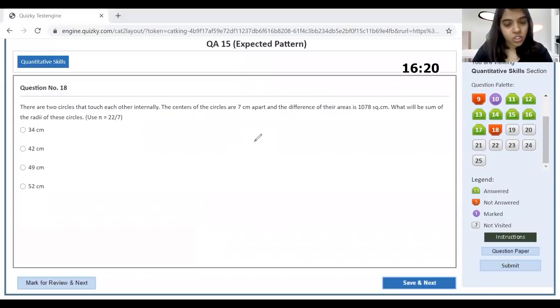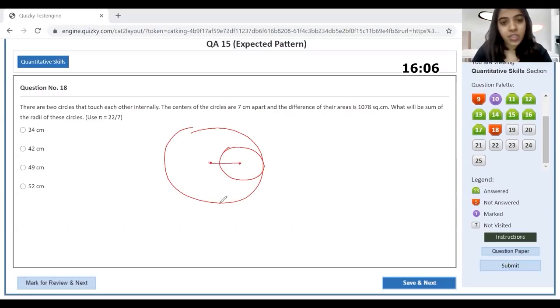Two circles that touch each other internally. Fine. So this is what we're talking about. The centers of the circles are 7 centimeters apart. Fine. Let's see. Here, saying this is 7 centimeters. Difference of the areas is 1078. What will be the sum of the radii?